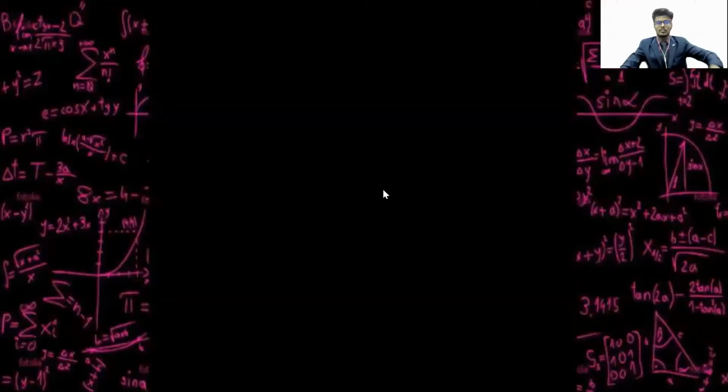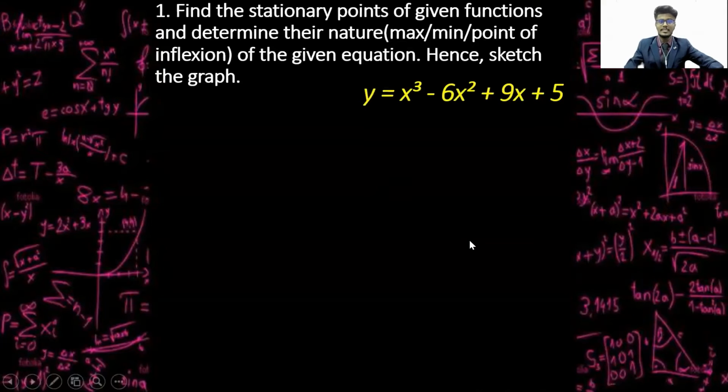The first question. Find the stationary point of the given function and determine their nature, also known as the maximum point, minimum point, or point of inflection of the given equation. Hence, sketch the graph. The equation given for this question is y equals x cubed minus 6x squared plus 9x plus 5. First, we should differentiate this equation.